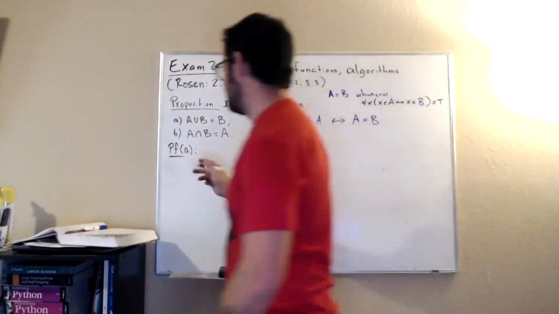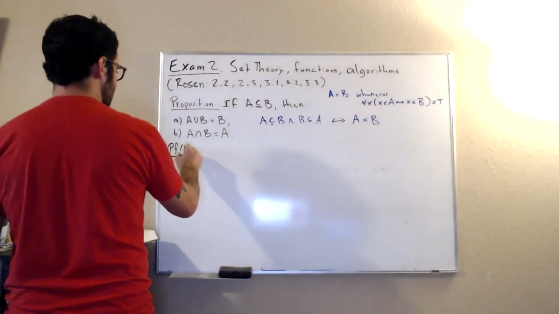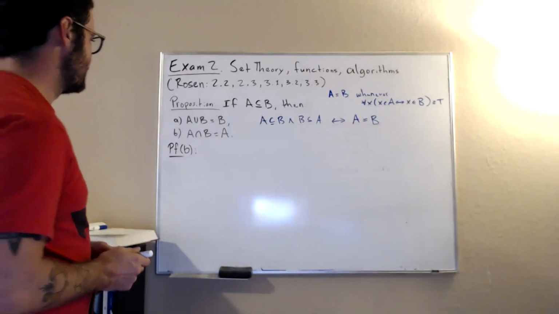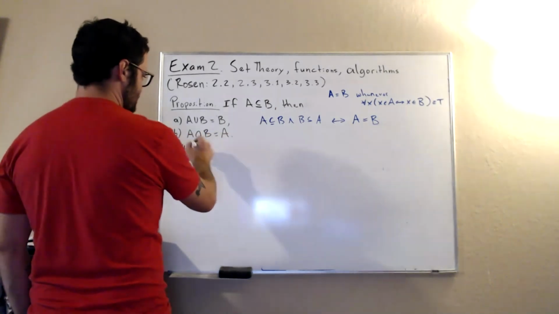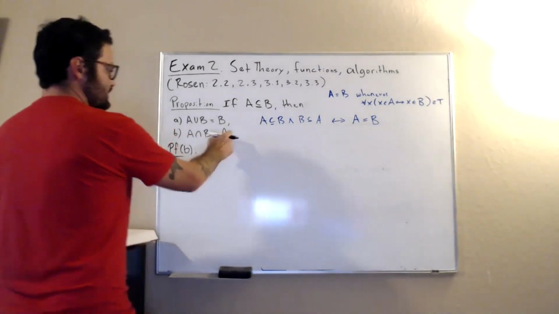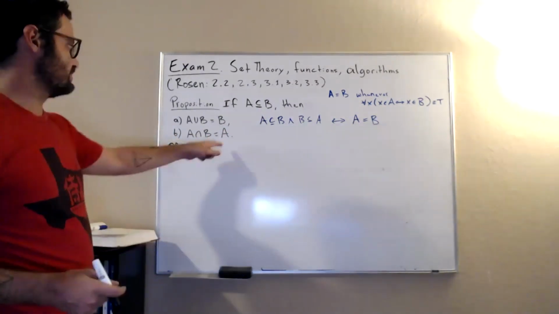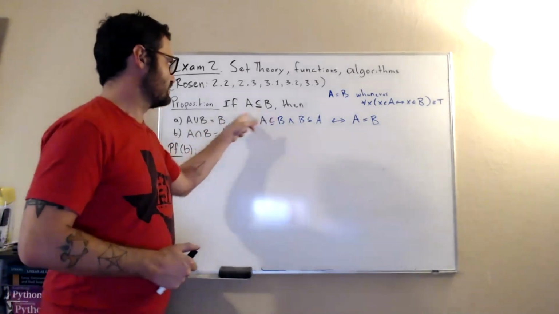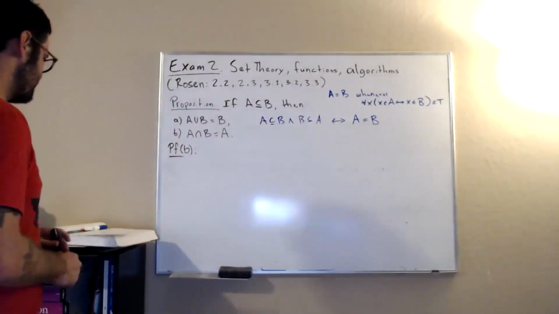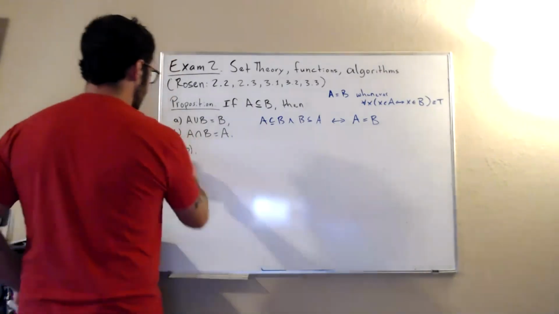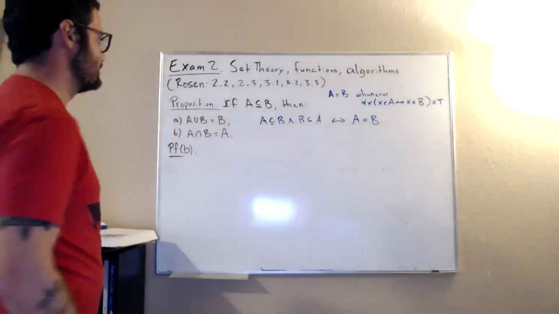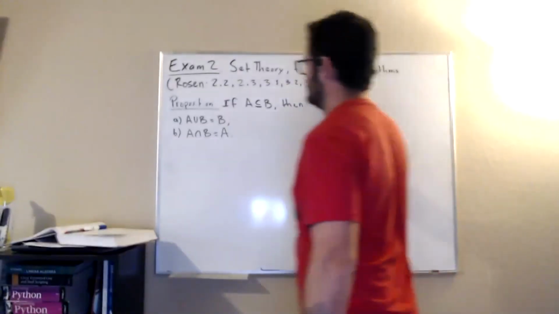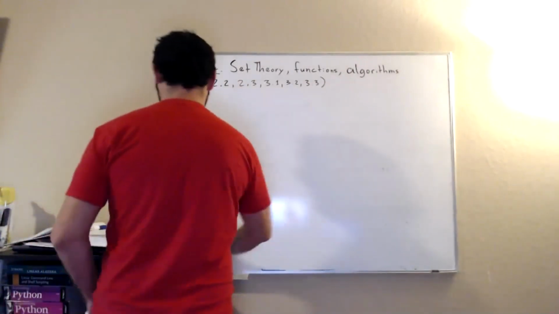Okay, and the proof for part B would be very similar. Note here clearly A intersect B is a subset of A. The hard part is then to show that A is also a subset of A intersect B under this condition. So I'll leave that part for you to try on your own and mimic what I did in part A.